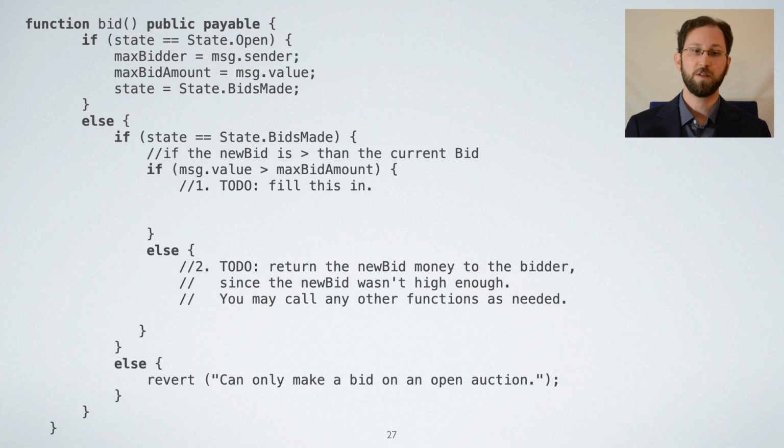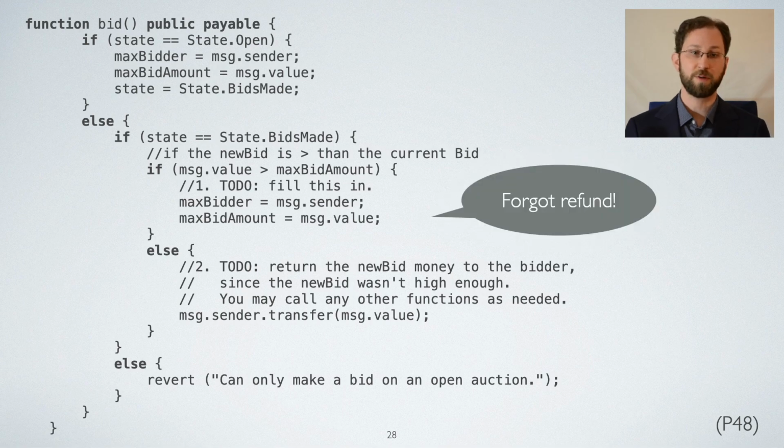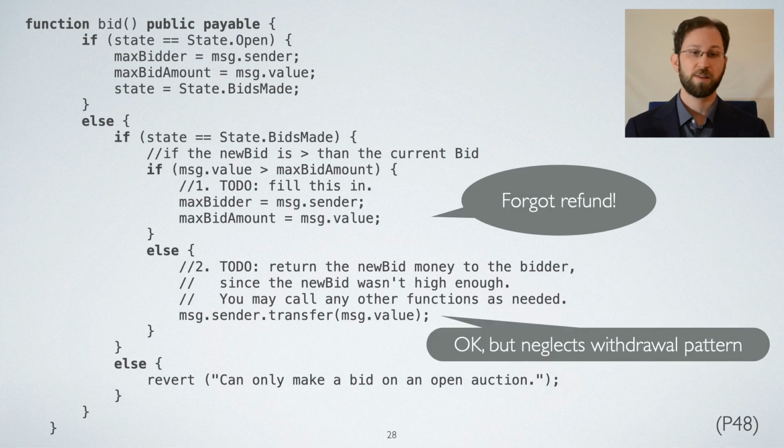So here's the code that one of our participants wrote. You can see that they recorded the new bid and they transferred money back to the bidder in the second to-do. Unfortunately, this shows two bugs because in the first section they forgot to issue a refund to the prior max bidder, and in the second section they neglected to use the withdrawal pattern that we told them they needed to use for security reasons.